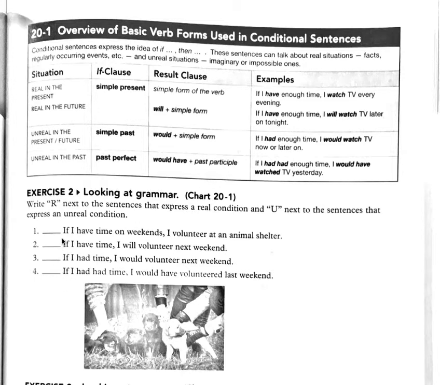So if we look at number 1, if I have time on weekends, I volunteer at an animal shelter. This is real. Because look, if I have, simple present, time on weekends, and then the result clause, simple form of the verb, I volunteer at an animal shelter. So this is real in the present.